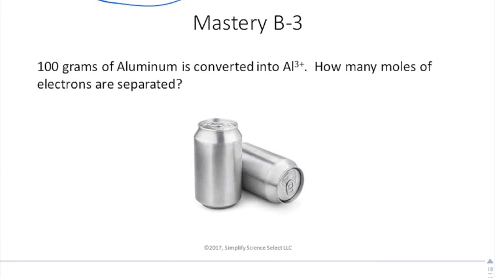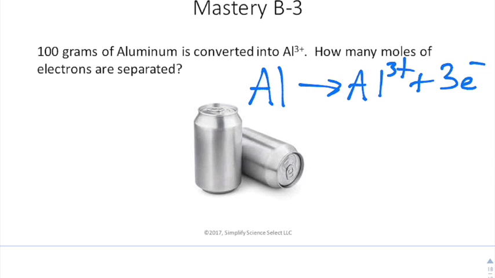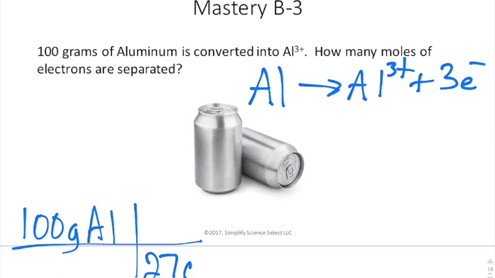100 grams of aluminum is converted into Al3+. How many moles of electrons are separated? So the first thing is if you have aluminum, it's going to go into aluminum 3+, which means that I have to take away 3 electrons from each aluminum in order to do that. That's the only way to make these charges balanced because those charges have to go somewhere because of the law of conservation of charge. So, if I have 100 grams of aluminum to begin with, and I divide it by the 27 grams of aluminum, I get 1 mole of aluminum.